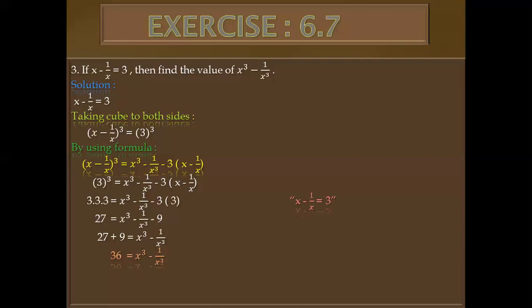Now again, after taking the cube of 3, we have 27, and instead of x minus 1 over x, you put the value of 3. We replace it with 3. 3 threes are 9, and the cube of 3 is also 27. This is minus 9. When we shift to the other side, this will be plus. 27 plus 9 is equal to 36. So x cube minus 1 over x cube is equal to 36.